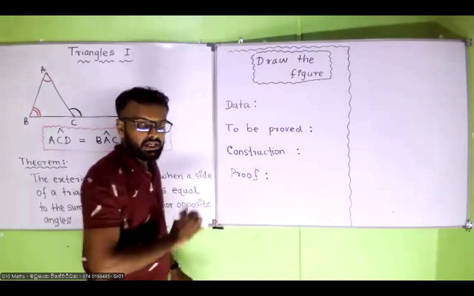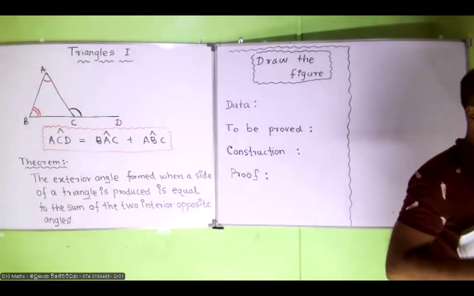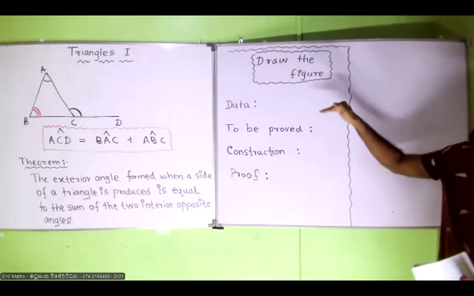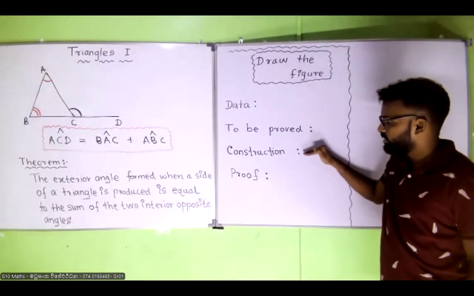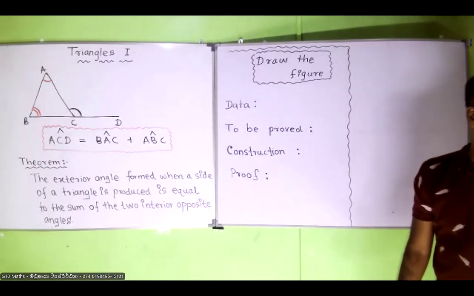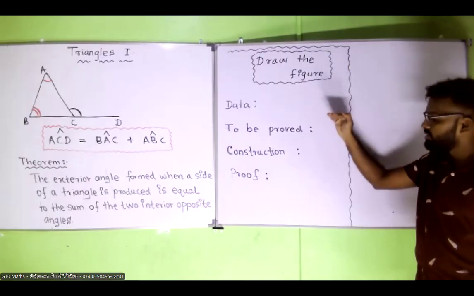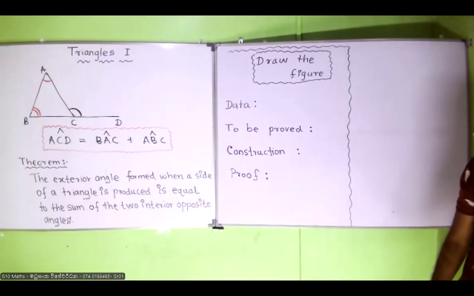So this is it. Please write this. Make a diagram. Please write: draw the figure, data, to be proved, construction, then you can do the proof. This is the sequence, or this is the order that you need to follow. Correct?